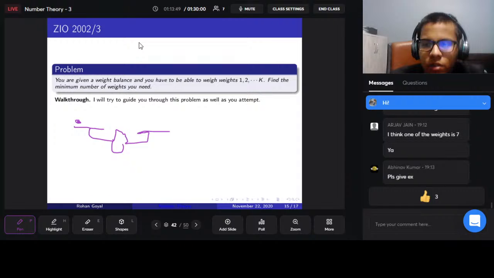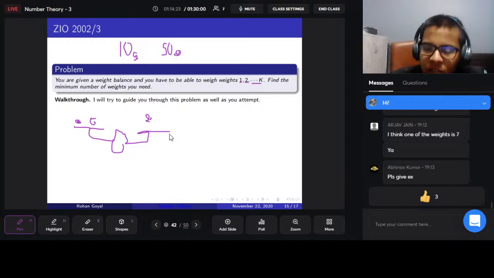So you want to be able to weigh the weights 1, 2 till k. So how many weights do you need to have? Find the minimum number you need if you pick the weights smartly.